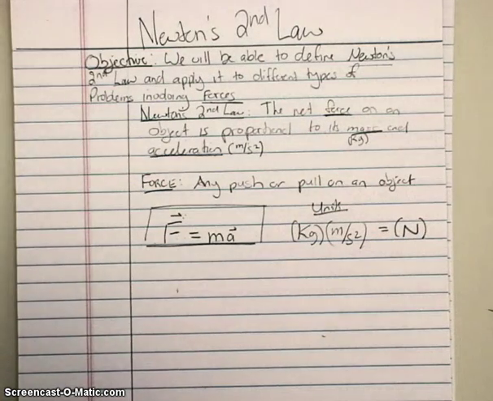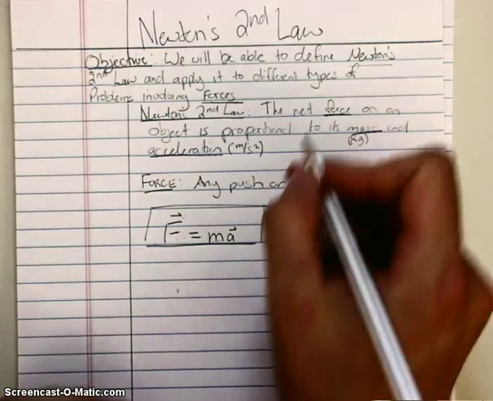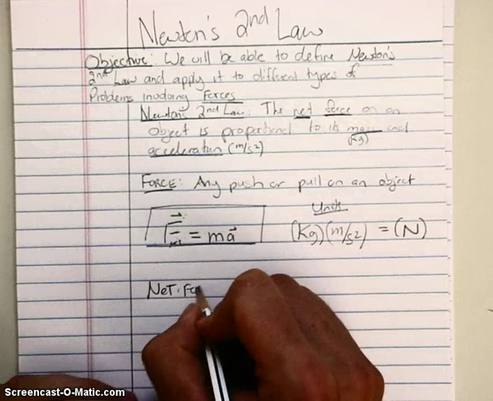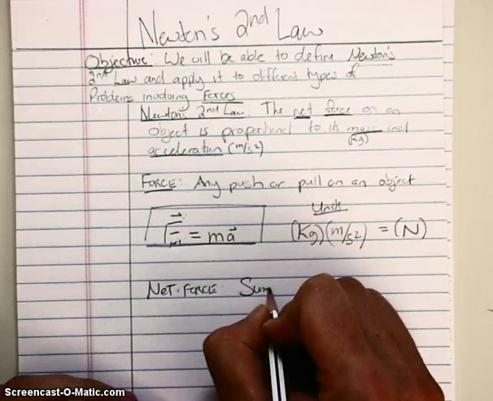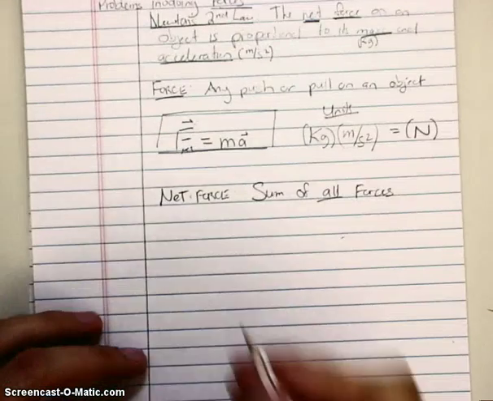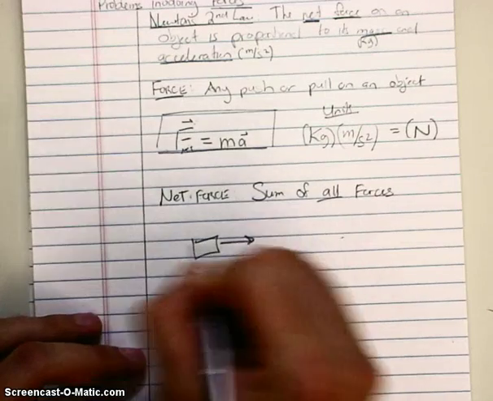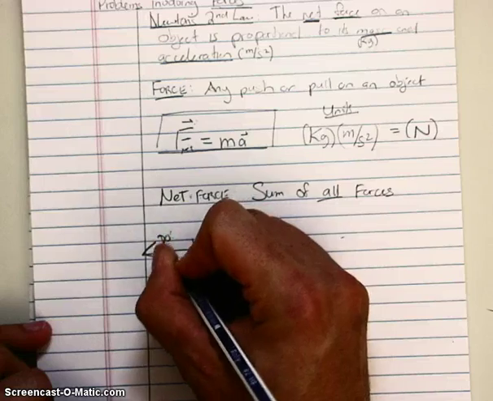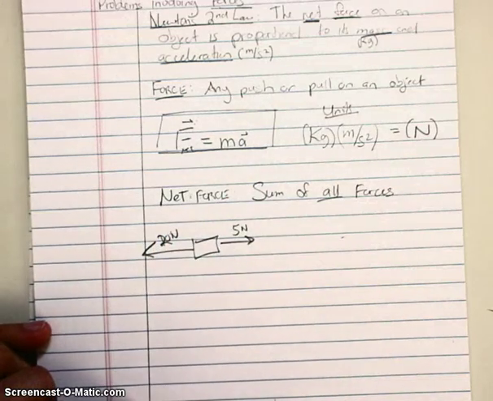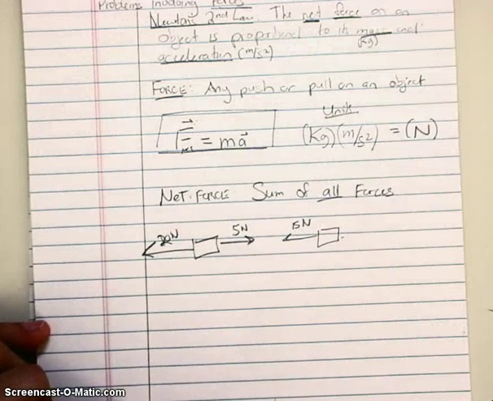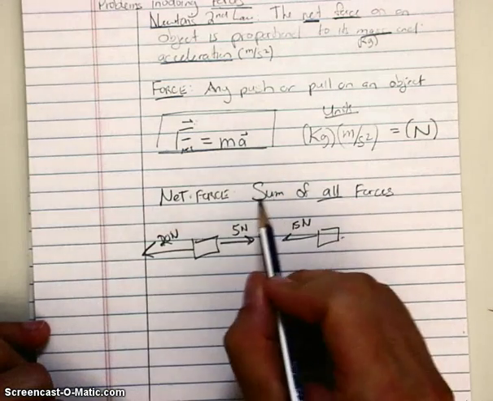You're going to hear this word a lot: newtons, newtons, newtons. Now, notice I said net force. Net force is the sum of all forces. If we have an object with a force pushing it this way of 5 newtons, and a force of 20 newtons the opposite direction, the net force is going to be 15 newtons to the left. That is the net force.